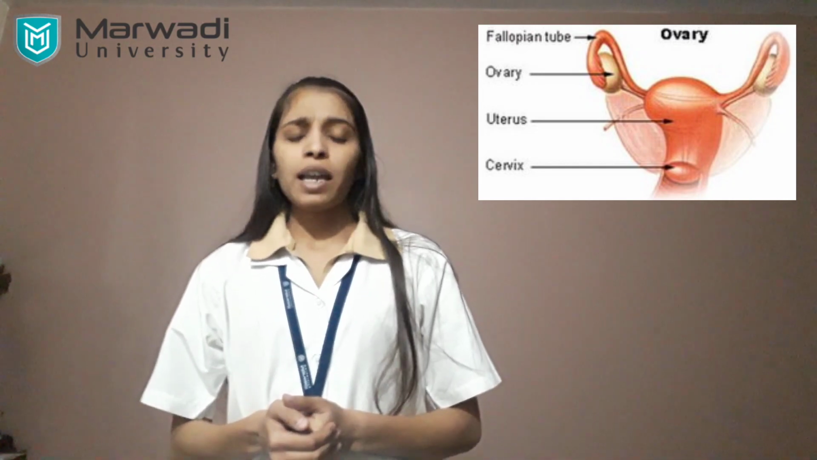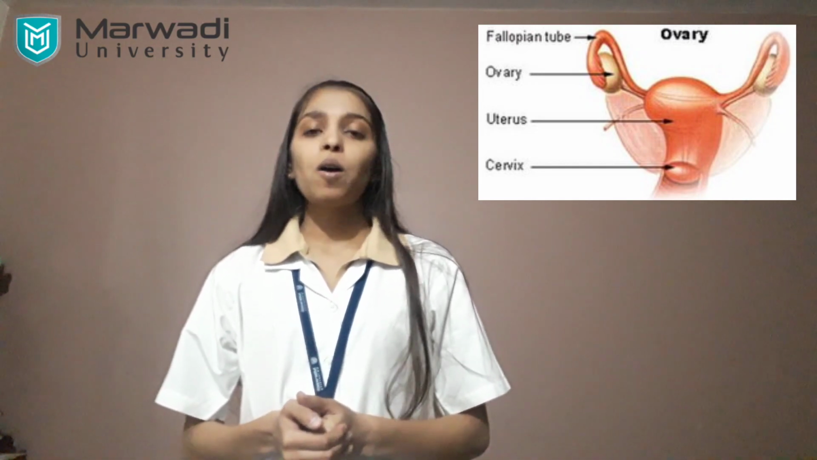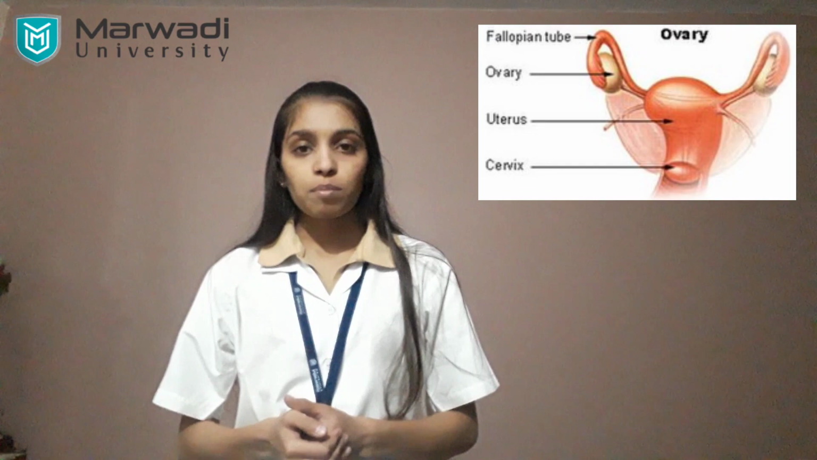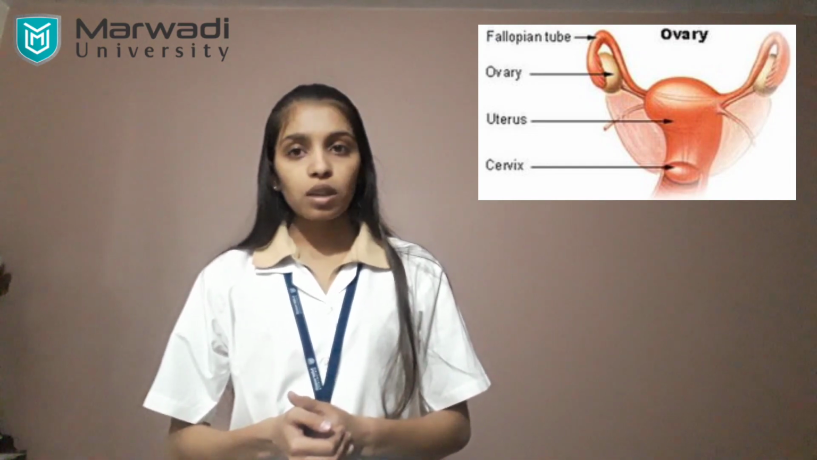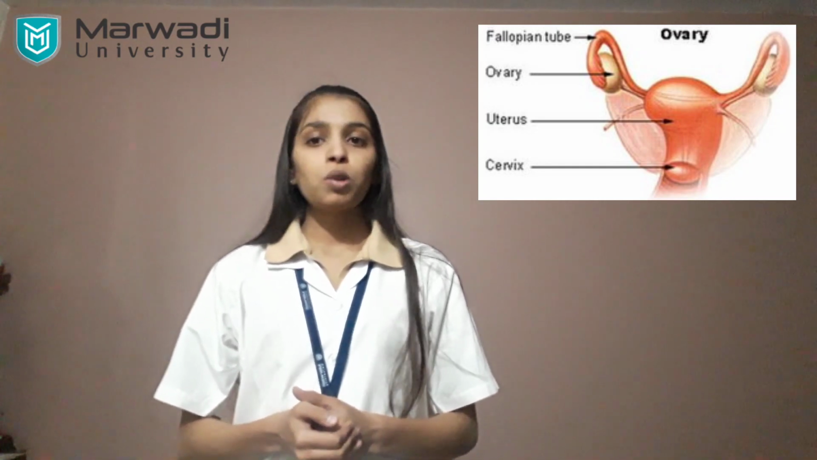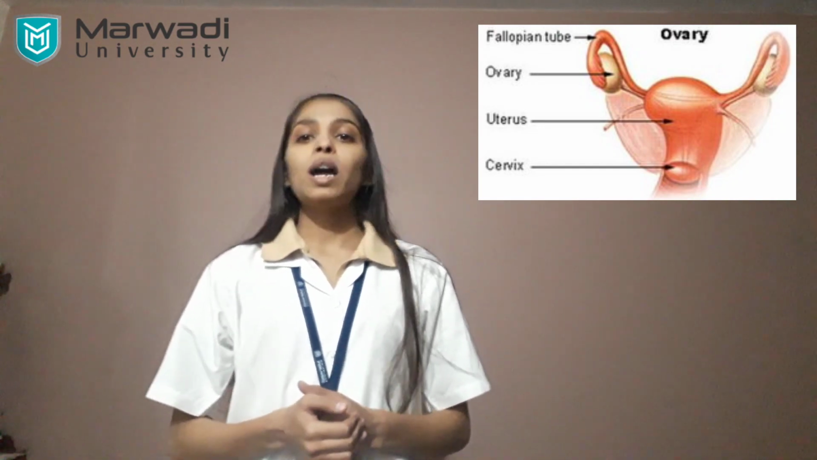They lie in the fossa ovarica on the lateral pelvic wall. They measure about 3 cm in length, 2 cm in breadth and 1 cm in thickness. Each ovary presents 2 ends, 2 borders and 2 surfaces. The 2 ends are tubal and uterine. The 2 borders are mesovarian and free posterior, and the 2 surfaces are medial and lateral.